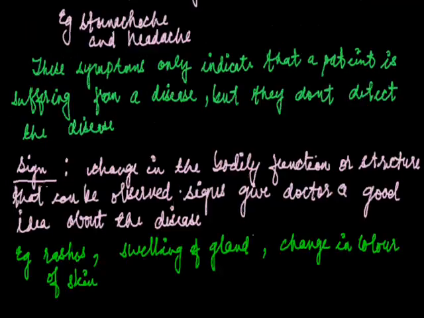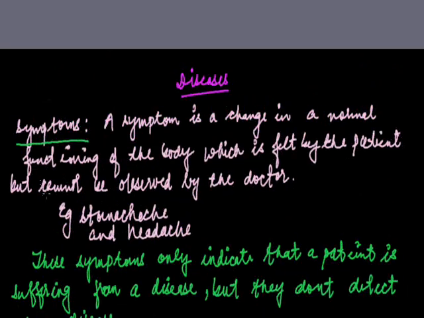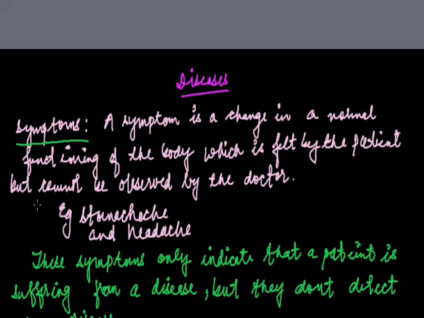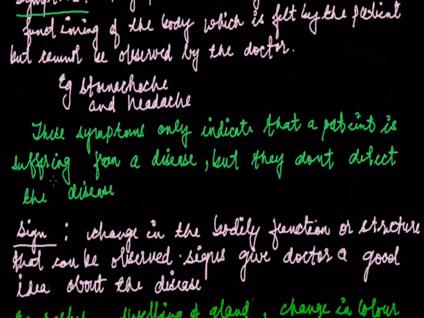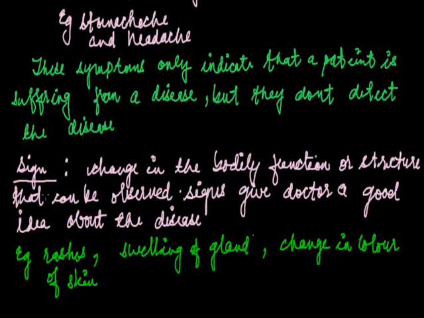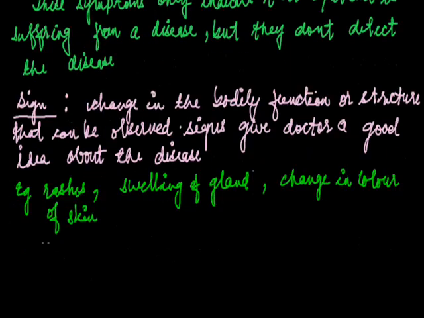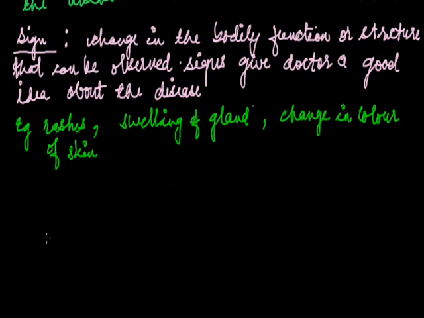So now we have got the difference between the sign and the symptoms. What are symptoms? A symptom is a change in the normal functioning of the body which is felt by the patient and cannot be observed by the doctor, like stomach ache and headache. But signs are observed by a doctor, like swelling, rashes of the skin, change in color of the skin.